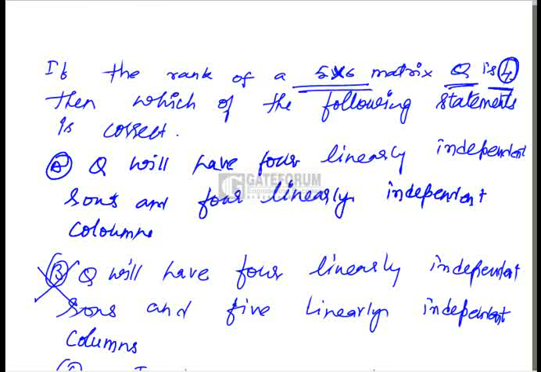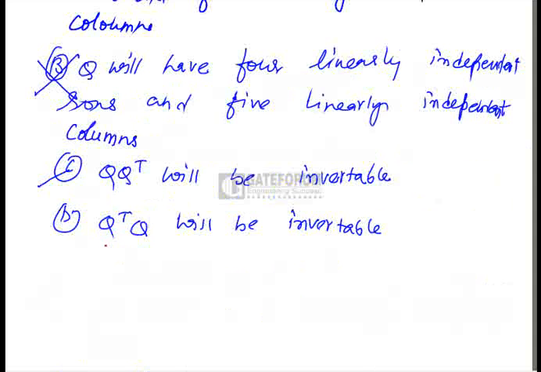Now let us look into option C. Q into Q transpose will be invertible. Now Q into Q transpose will be 5 into 6 and 6 into 5, which is nothing but a 5 by 5 matrix, but it may be invertible, may not be invertible. So option C is not correct.